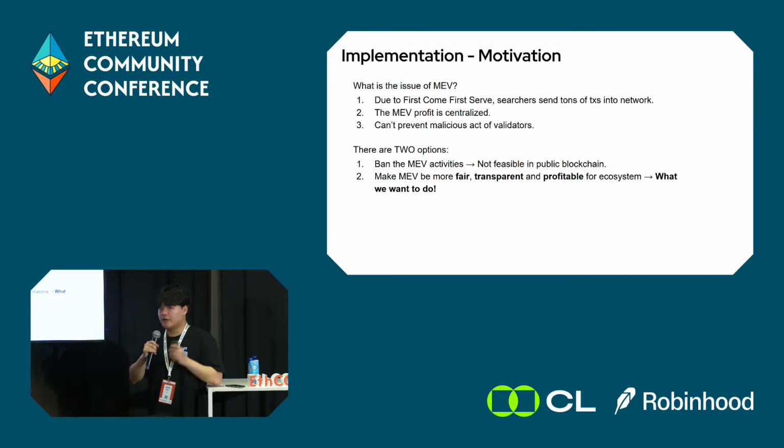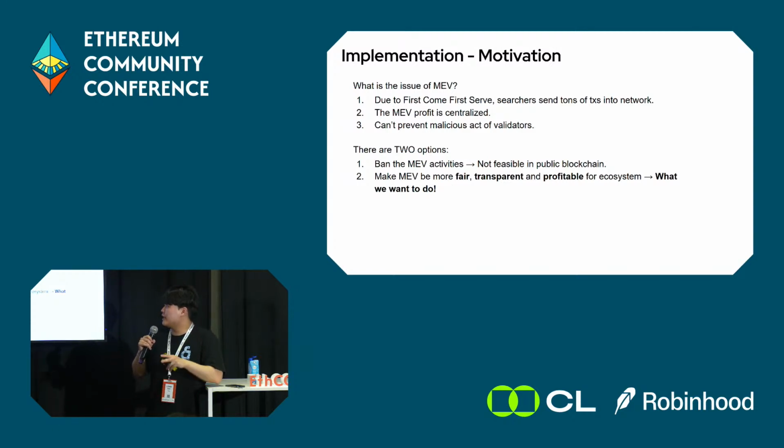So there can be 2 options. First of all, we can ban MEV activity, which is a very naive approach and actually infeasible, because we are a public blockchain. Anyone can send a transaction and anyone can see the mempool. Anyone can check the transactions on the blockchain.